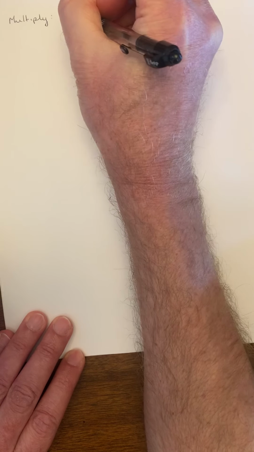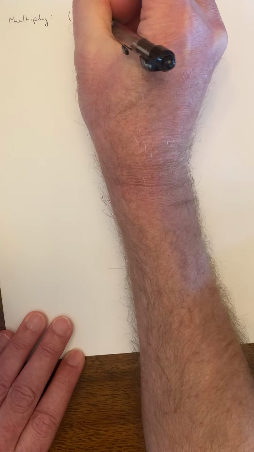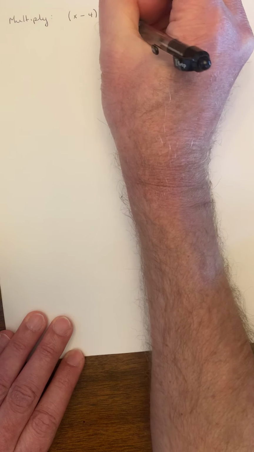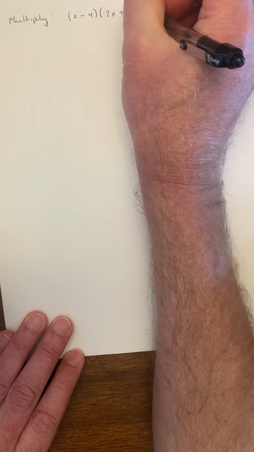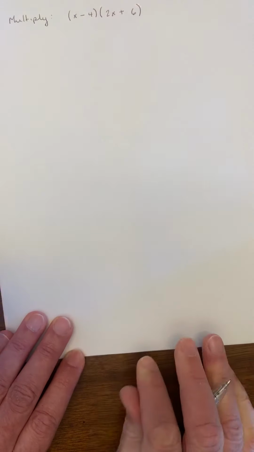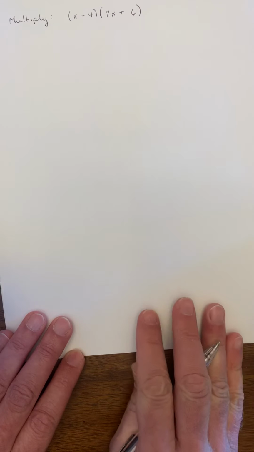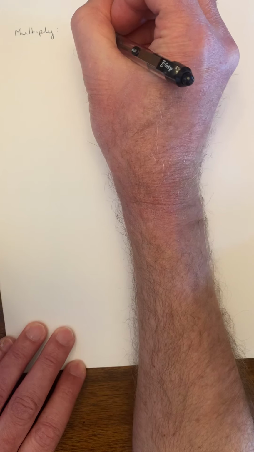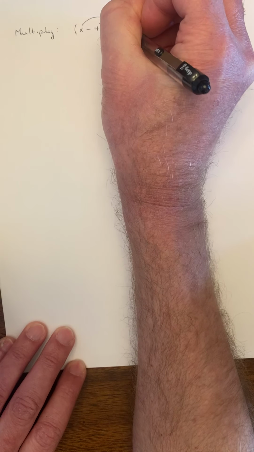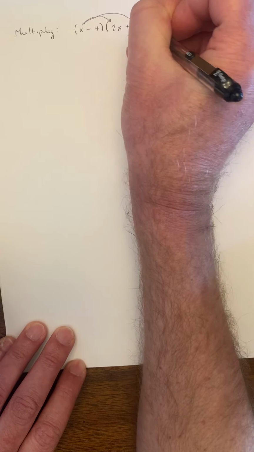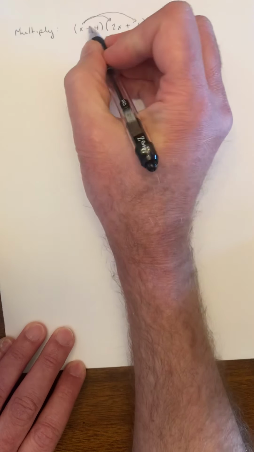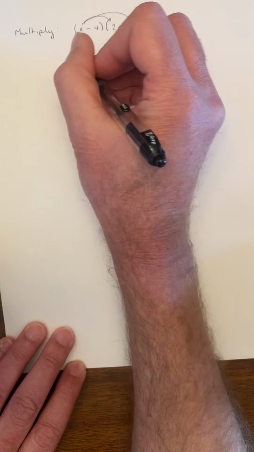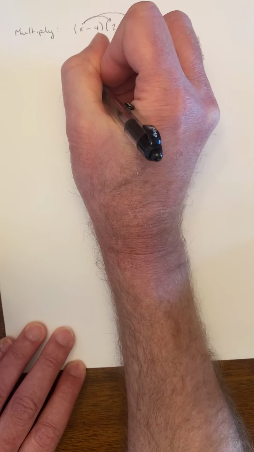So we're going to have x minus 4 times 2x plus 6. And we're going to do our double distribution property. So first of all, this x has to multiply by both things in the other parenthesis. So remember, that's x to the first, and that's 2x to the first. That gives us 2x squared.